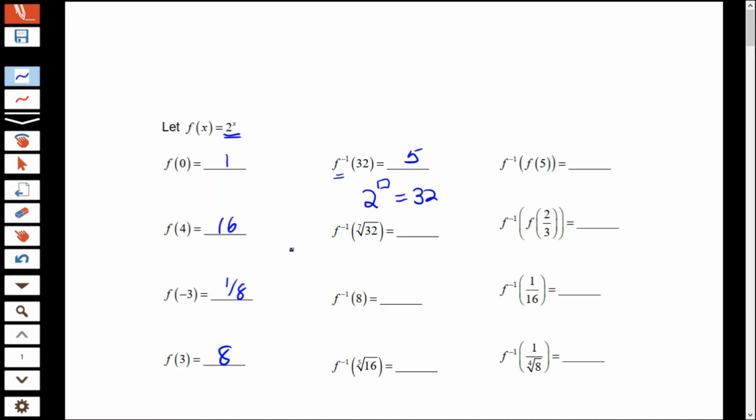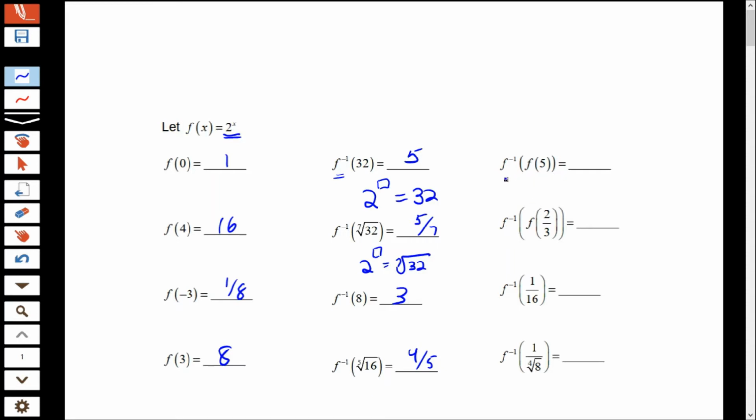2 to the what equals 32. For the next one, 2 to the what equals the 7th root of 32? Well, 7th root, we know it's a rational exponent. 32 we already know is to the 5th power. This is just going to be 5/7. It's spitting out the exponent. F inverse of 8 is 3. F inverse of the 5th root of 16 is 4/5, right? The 4th power gives us 16. The 5th in the denominator gives us the 5th root, right?